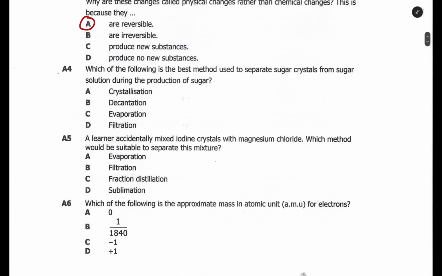Going for question 4: which of the following is the best method to use to separate sugar crystals from solution during the production of sugar? The one that we go for is crystallization. Crystallization is used to separate sugar crystals from sugar solution.